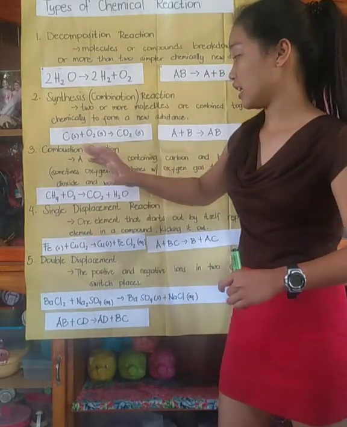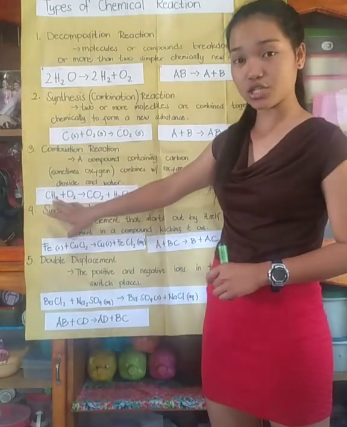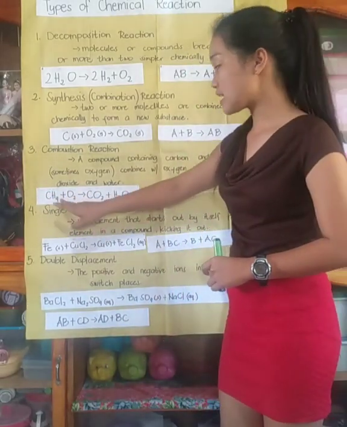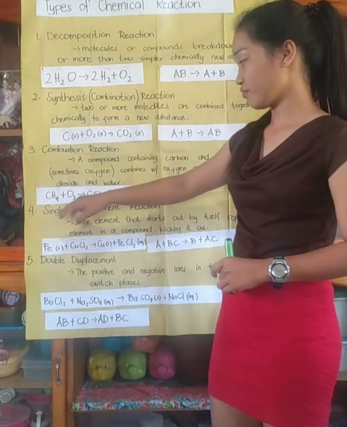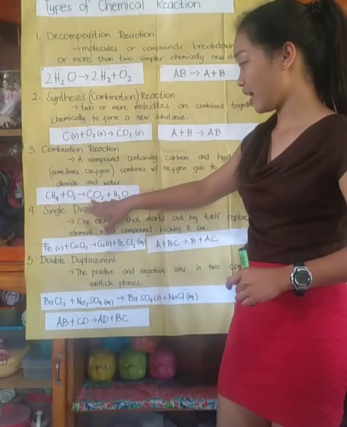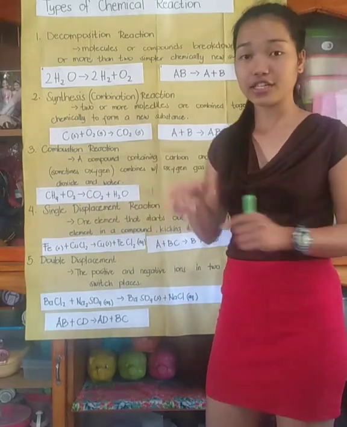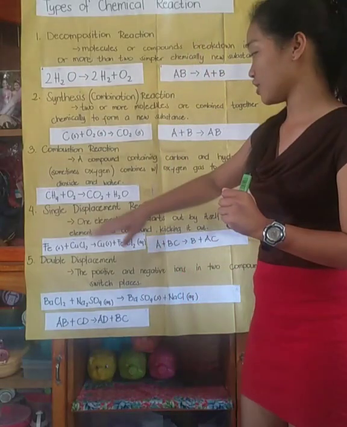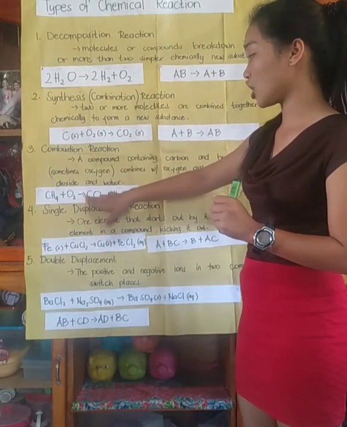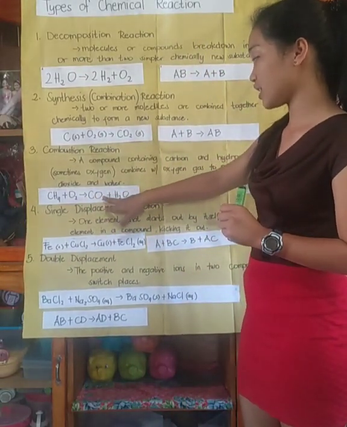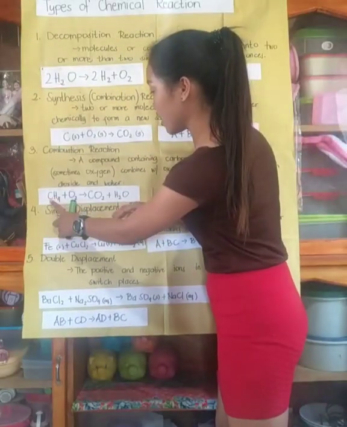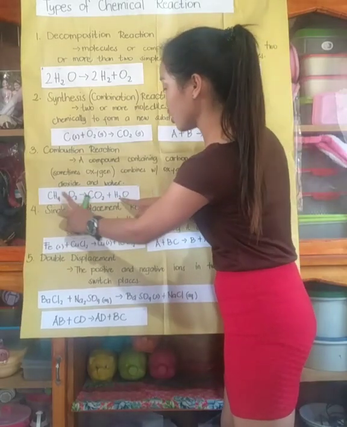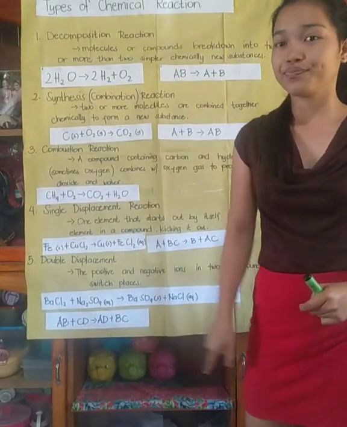Example is CH4, the chemical formula of methane, plus oxygen. So that is why it can create another compound. For example, it can have carbon dioxide and then water, or H2O.